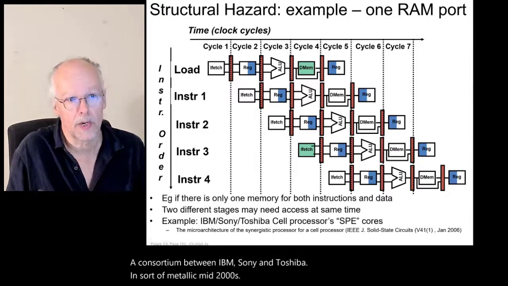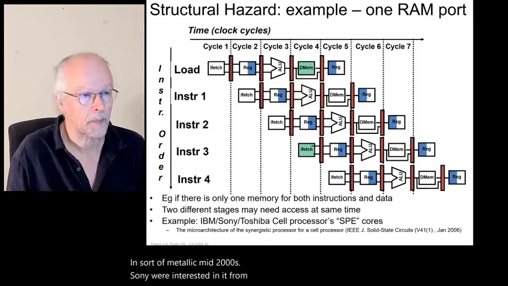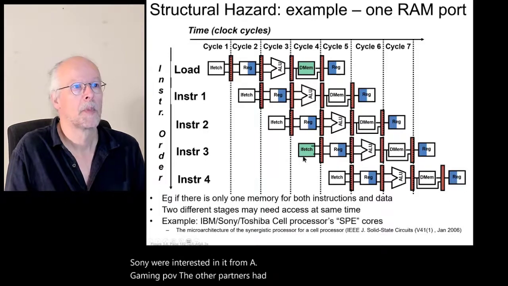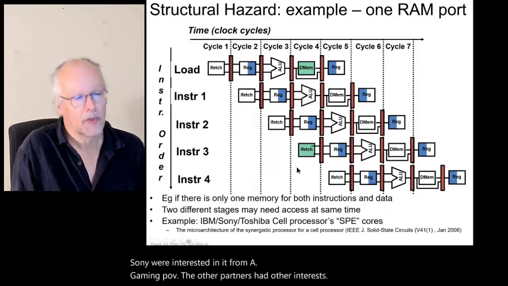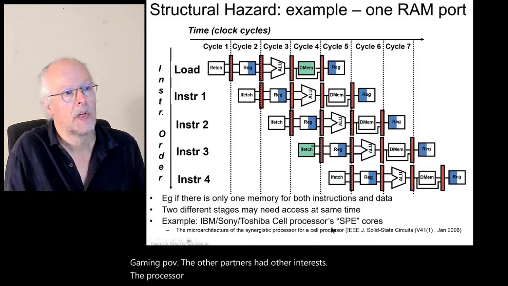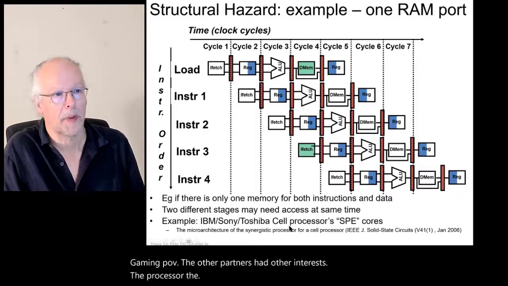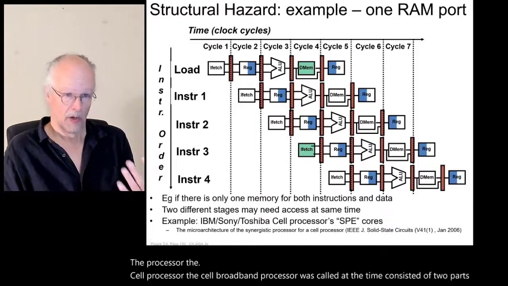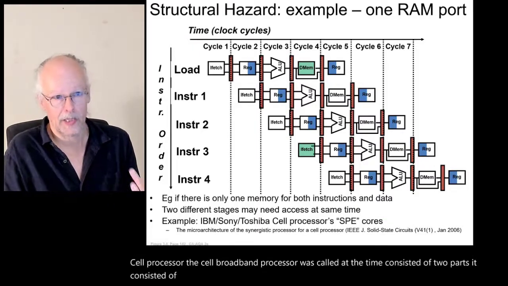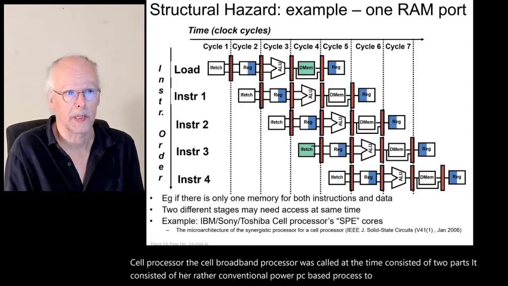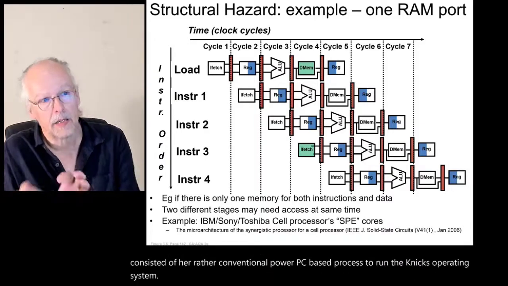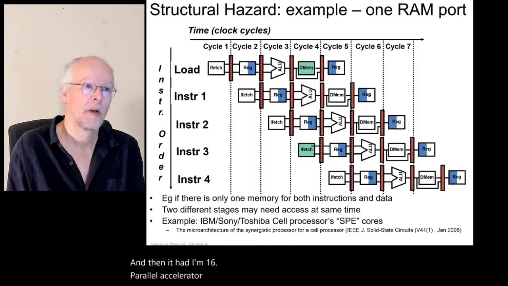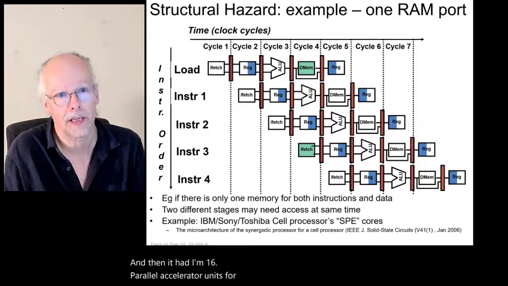And Sony were interested in it from a gaming point of view. The other partners had other interests. The cell processor, the cell broadband processor it was called at the time, consisted of two parts. It consisted of a rather conventional PowerPC based processor to run the Linux operating system, and then it had 16 parallel accelerator units for making stuff go faster.